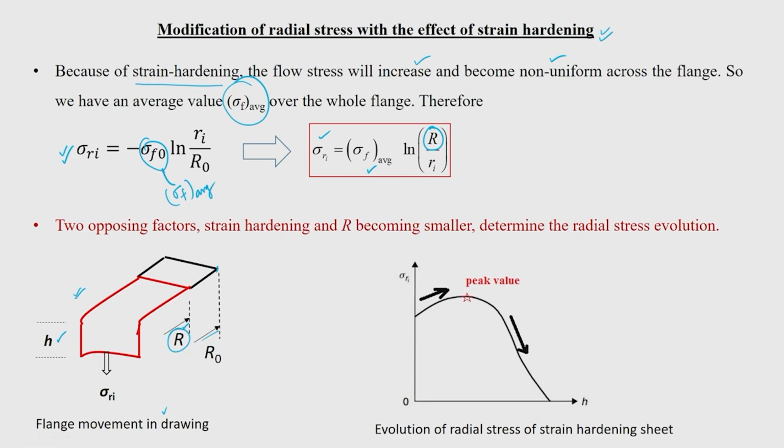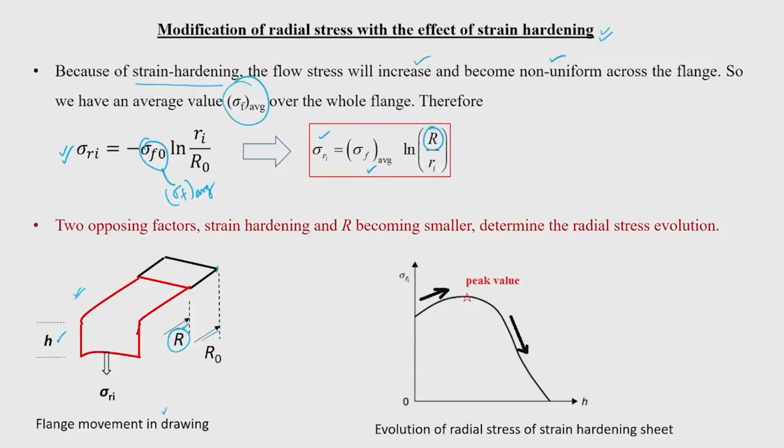So a simpler way to take strain hardening is to take an average flow stress value in the entire flange region, and that is going to change my equation to sigma Ri equal to sigma f average ln of R by Ri. Instead of R naught, I am going to put R by Ri. So now there are two things. One is strain hardening.